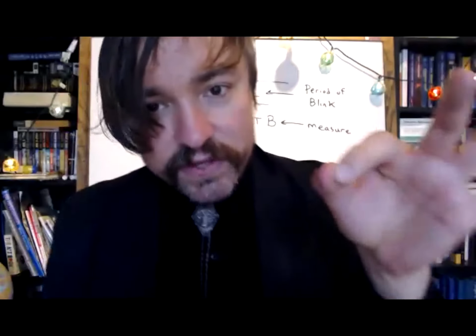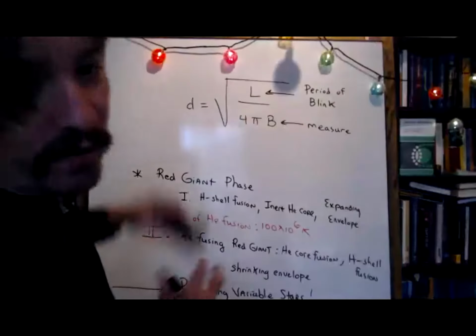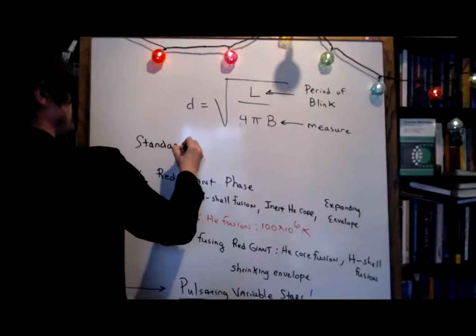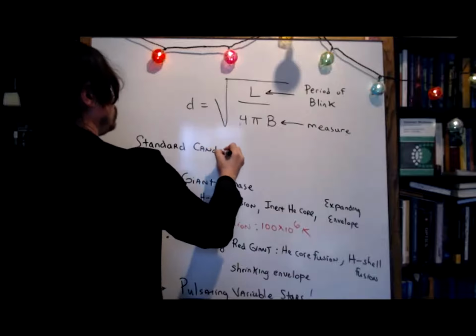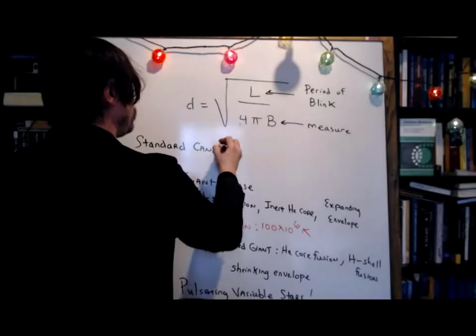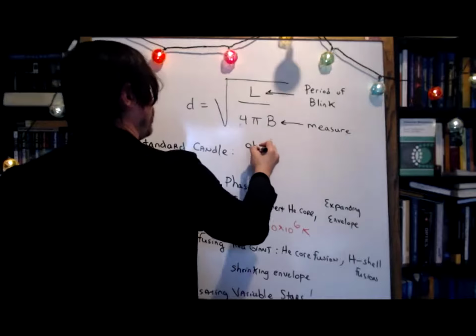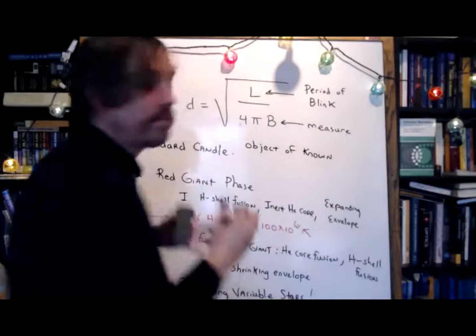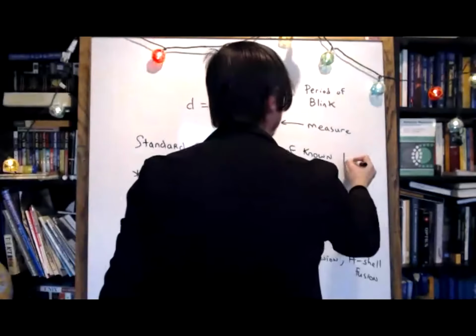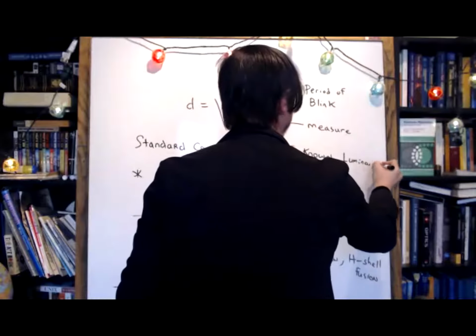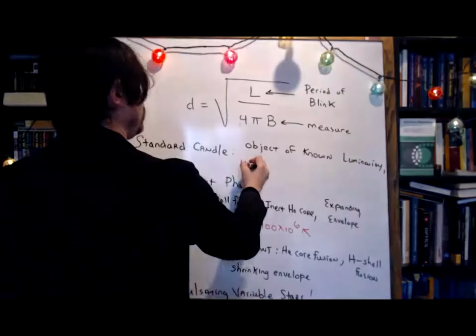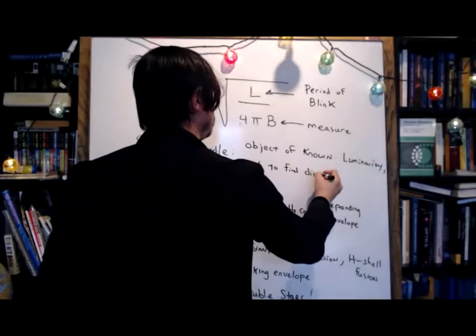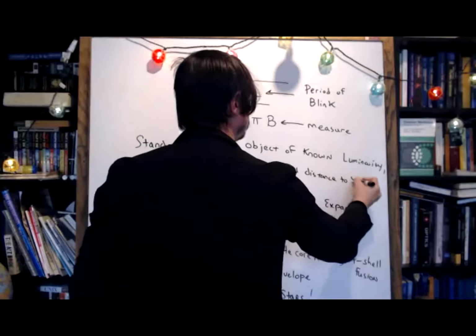She could then compute the luminosity with her graph and thereby measure the distance to a star. Such a technique is known in astronomy as a standard candle. And I want you to write this down. A standard candle is an object of known luminosity or discoverable luminosity, and it's used to find the distance to the star.